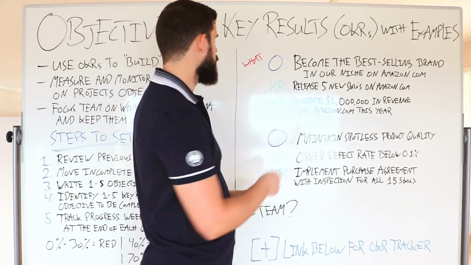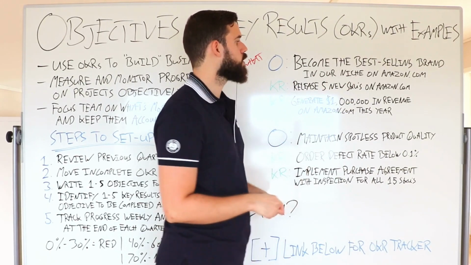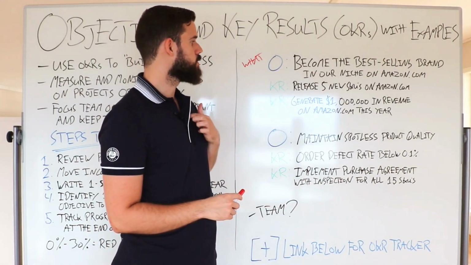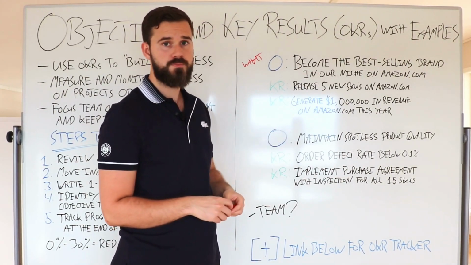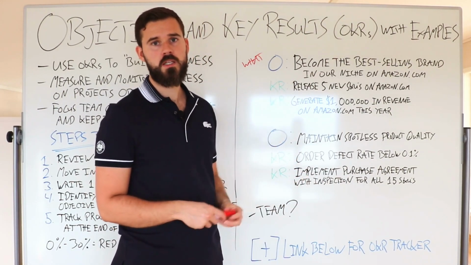So let's say the first key result is we're going to release 5 new SKUs on Amazon.com. So let's say we're looking at this objective and right now we have 10 SKUs or something. We might think, okay, we need to add some more SKUs if we're going to actually make this happen.